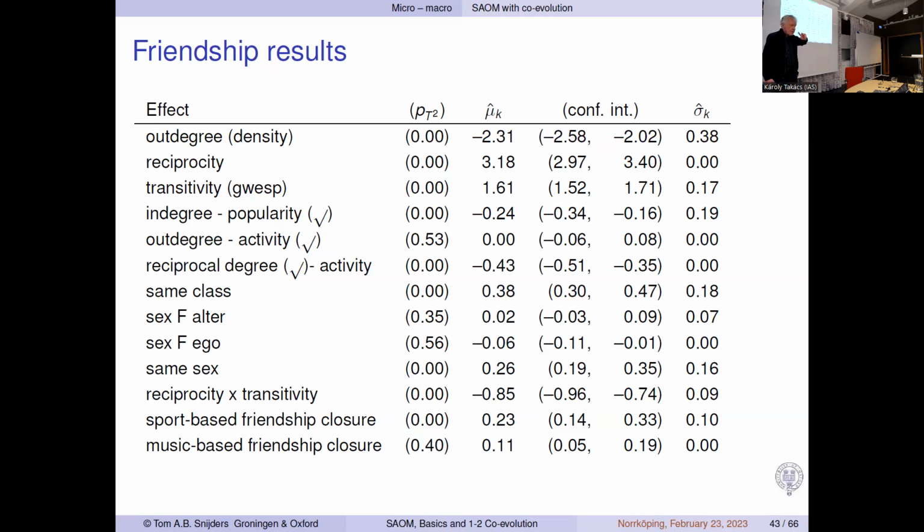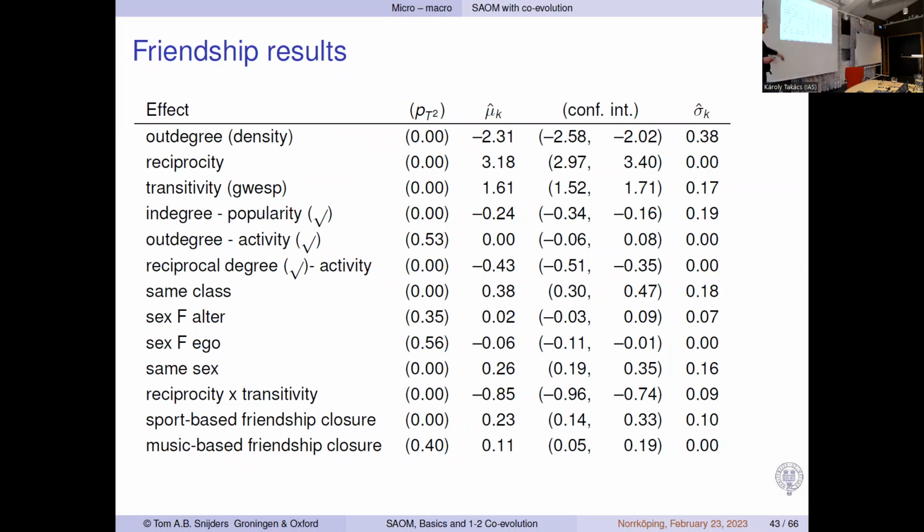Reciprocal degree is the amount of reciprocal ties they've got. And you see the parameter is negative, and the confidence interval is totally on the negative side. So if they have a lot of reciprocal ties, they will tend to be less active, that is, create fewer new ties and drop more existing ties than if they've got fewer reciprocal ties. Quite natural. Also here, same sex, that is, of course, homophily, is very significant.